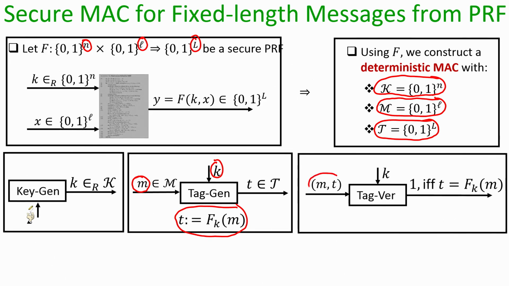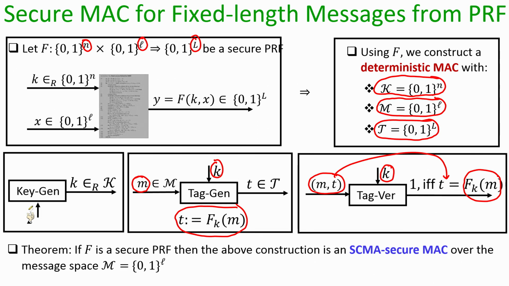It takes the message comma tag pair and the key k, and it just recomputes the tag on the message m under the key k and compares it with the tag component t which it takes as the input. If the tag part matches the recomputed tag, then the output is 1, otherwise the output is 0. So, in essence, what the tag generation and tag verification algorithms are doing is that the tag is basically the output of the pseudo random function treating the message as the input.